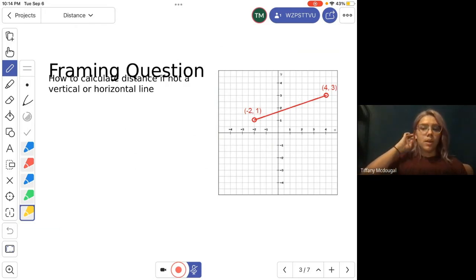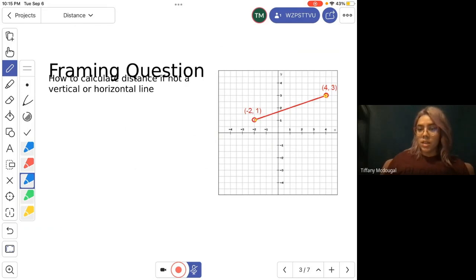Now, the challenge comes whenever we get lines like this, right? We get lines where we can't easily count the boxes in between the two coordinate points because it's slanted. So it's not landing on a full, nice unit box from one point to the next. So that's when we have to use our distance formula. And I wanted to first let you know that you also kind of already know how to do distance formula because it comes from Pythagorean theorem.